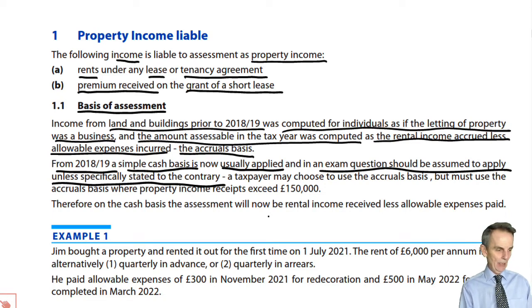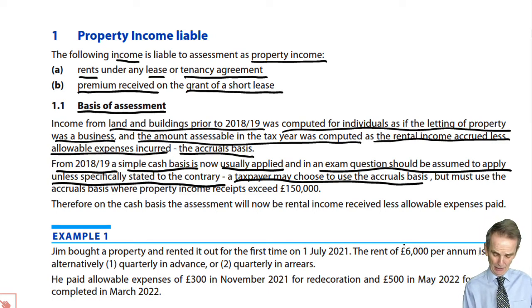So we simply look at 6th of April, the start of the tax year, to 5th of April at the end of the tax year, and look at the dates that any rental income was received during that tax year. Why might we revert to the accruals basis, where we're looking at the rental income receivable in terms of that tax year and the allowable expenses incurred for that year? This will arise under either of two situations. A taxpayer may choose to use the accruals basis, but we will assume without any other guidance that that has not happened and therefore the cash basis applies.